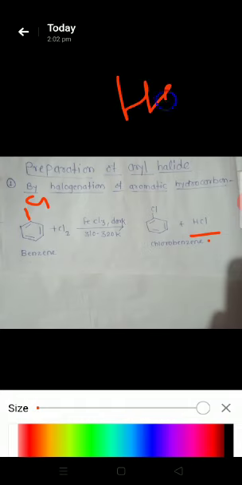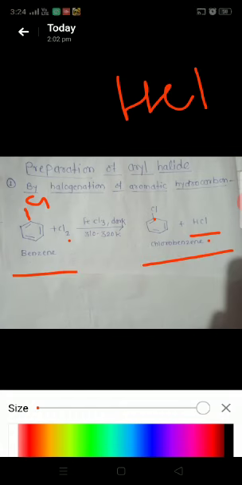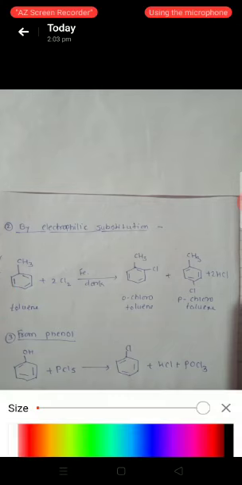Here, one of the chlorine atoms is attached to this position, and hydrogen from this position is removed as hydrochloric acid. HCl as a byproduct is removed, and one chlorine remains attached to this position. See here, this is chlorobenzene prepared from benzene. This is the first method, preparation of chlorobenzene from benzene.